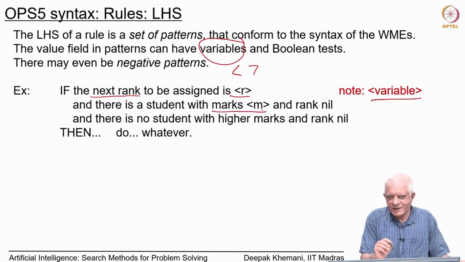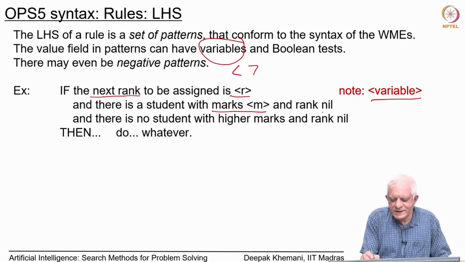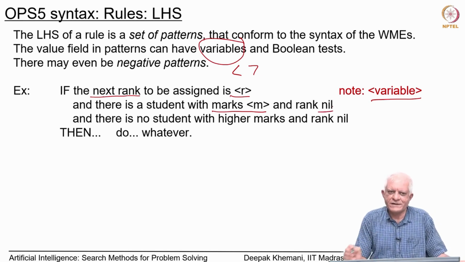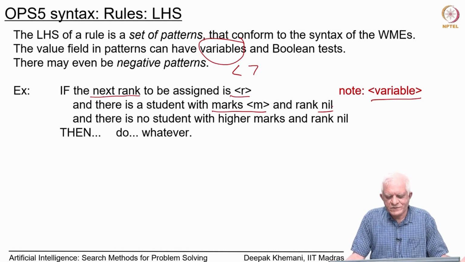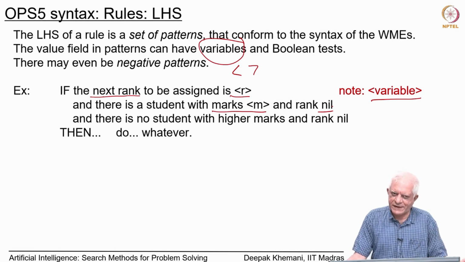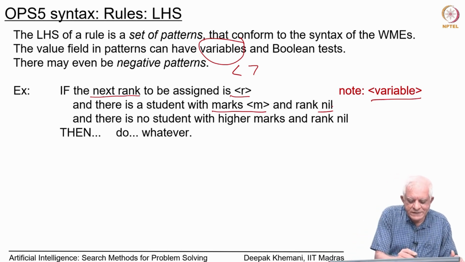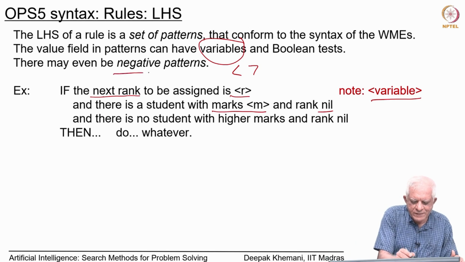Again, remember this M is a variable, and it has not been assigned a rank as of now essentially. So, the rank must match nil essentially. Okay, so, R is the rank that you want to assign. For example, R could be 2, 3, 4, 10, whatever the case is, and we are saying that here is a student who has not been assigned a rank, and the student got M marks essentially. But what is more important, why should we choose this particular student? And this is captured in a negative pattern.